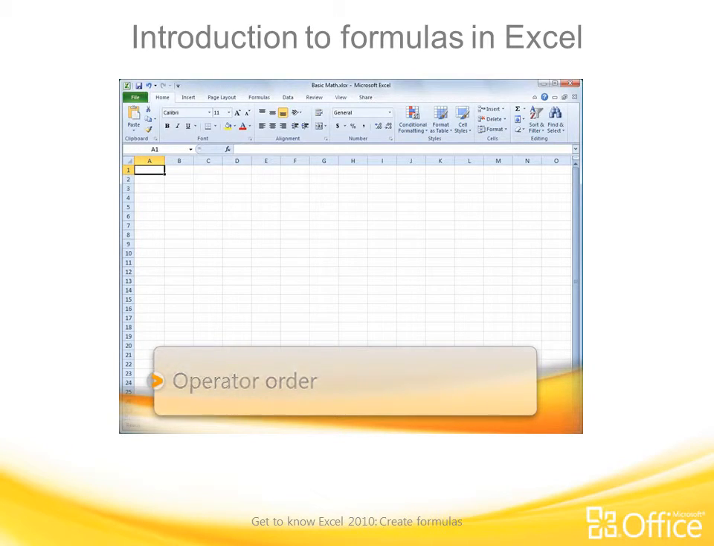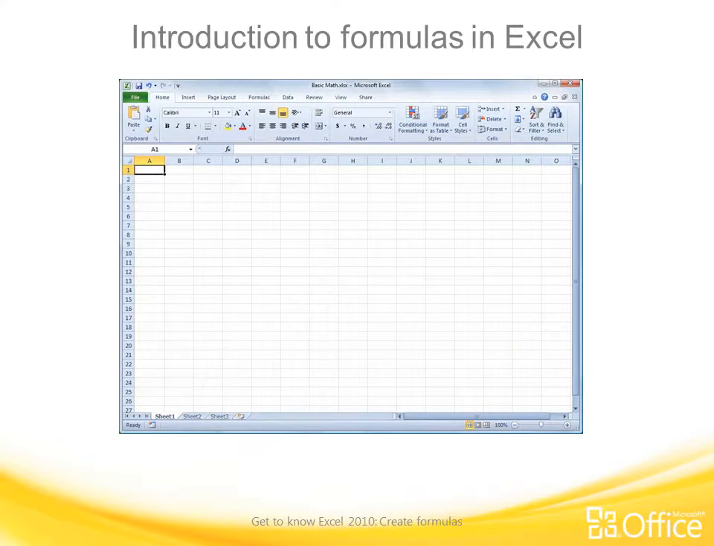Formulas with one math operator are pretty easy to do, but there's more to think about when you use more than one operator in a formula. Excel calculates not just going from left to right, but by using the rules of operator order or precedence. These are the same rules we were taught in school when we learned how to do math on our own.